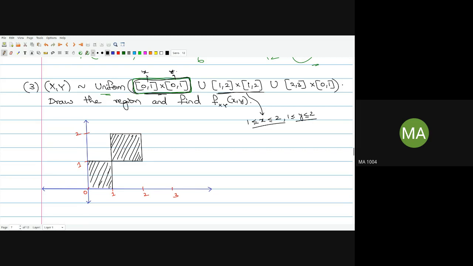Whatever point you pick, your x value and y value will lie between 1 and 2. And the third region is 2, 3 cross 0, 1. So now my x values are between 2 and 3 and my y values are between 0 and 1. It will also form a square, and that square is this. So in this region, my x is between 2 and 3 and my y is between 0 and 1. I said it is uniform, so what I have to do? The combination of these 3 squares is my region D.